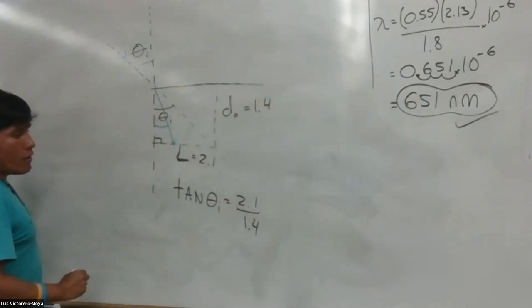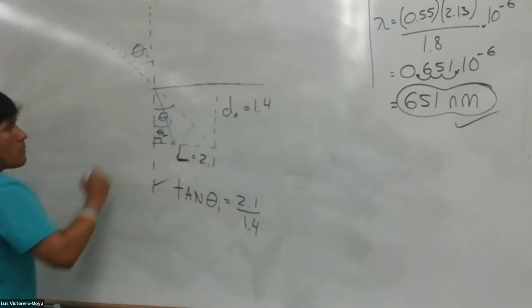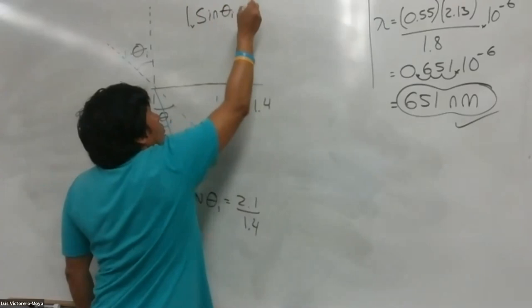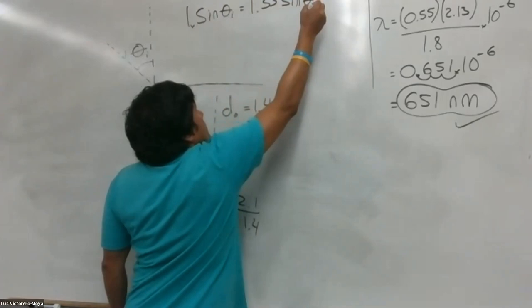How do you find the angle of refraction? Using Snell's law, and I gave you n, 1.33. 1 times sine of theta I is equal to 1.33 sine of theta R.